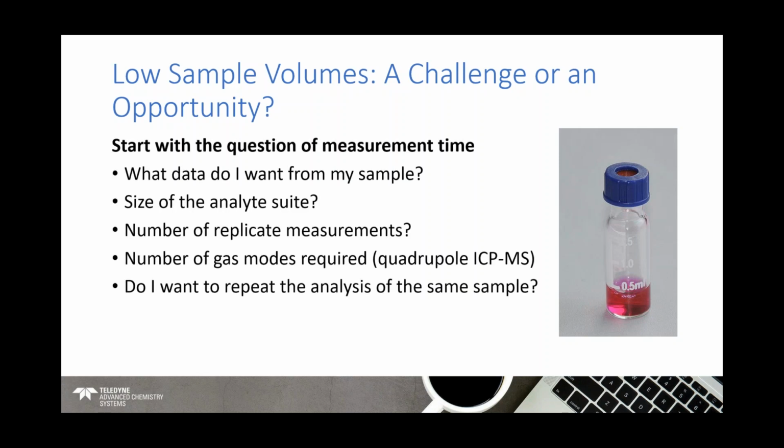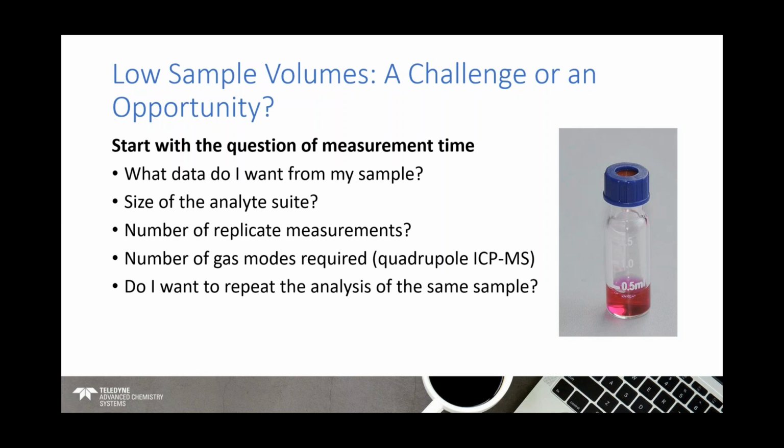So you start off with the question of measurement time. In ICP-MS, you have measurement time which corresponds to what you want from your sample. So you start asking a number of questions. What kind of data do I want from my sample? What size of analyte suite do I want? How many elements am I interested in generating data from? How many isotopes is that? Do I want three replicate measurements for each element, or do I want 5? Do I want 7, etc.? What do I want from it?